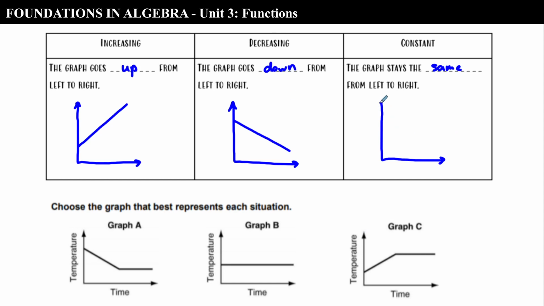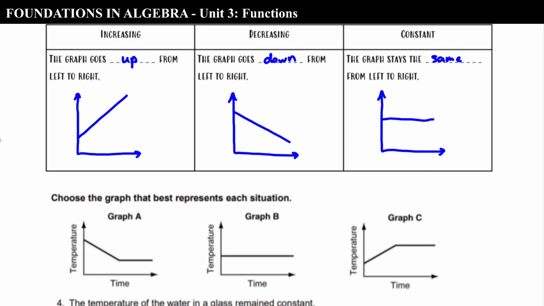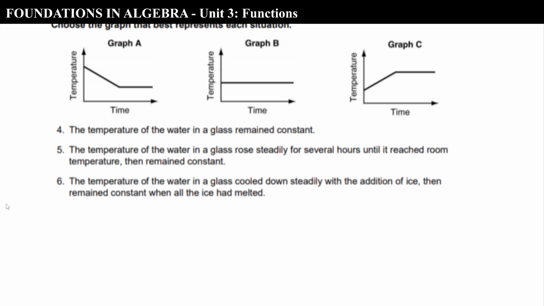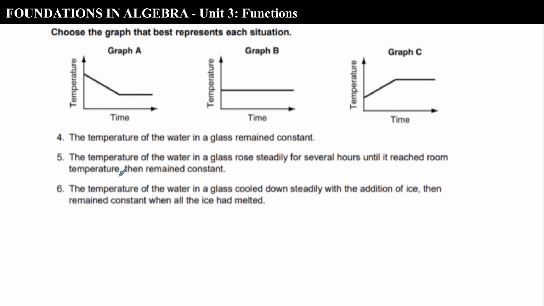Okay? So let's do some graph identification here. We are going to choose the graph that best represents each situation. So the temperature of the water in a glass remained constant. If the temperature remained the same all the way through time, then we're talking about graph B here.